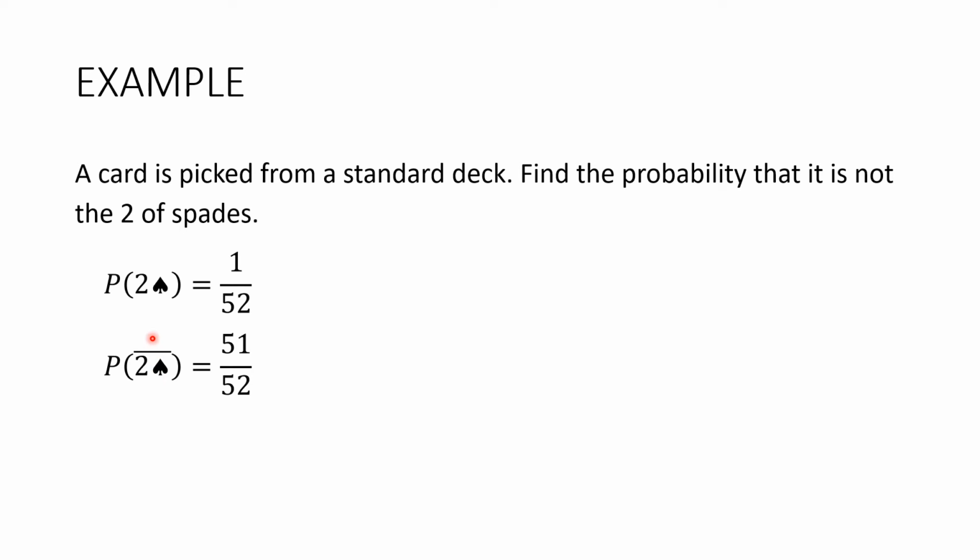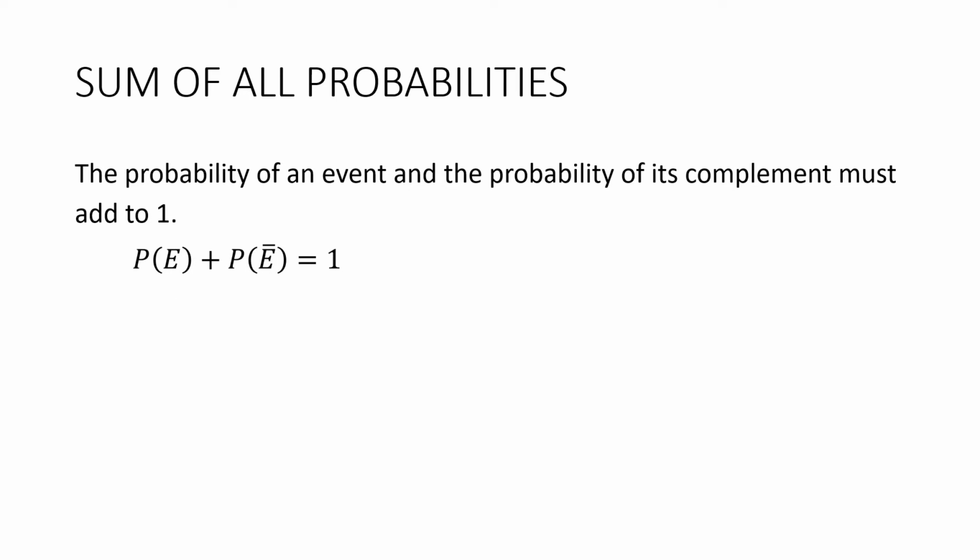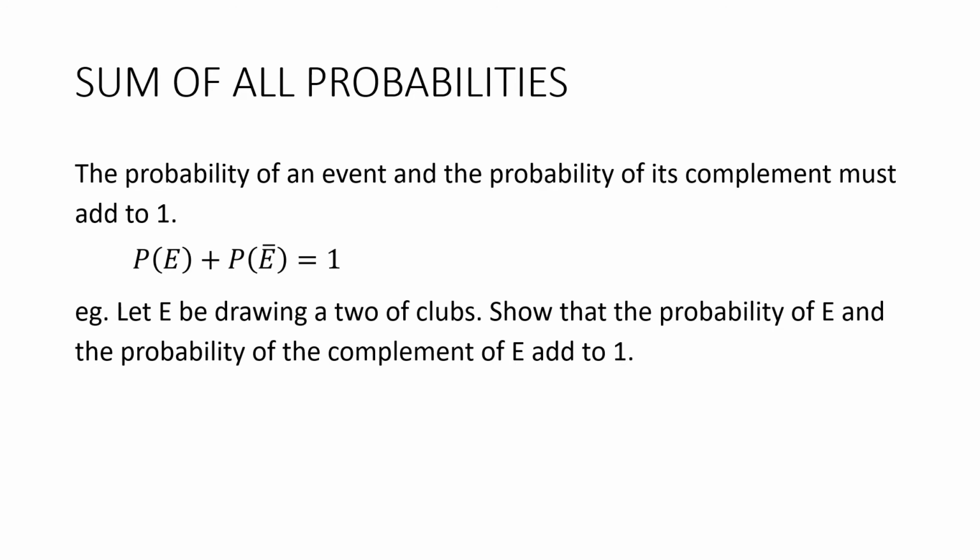And see how I notated this? This means the probability that we don't pick the 2 of spades. You probably picked up in that previous example that the probability of an event and the probability of the complementary event must add to 1. Let's have a look at that same example.